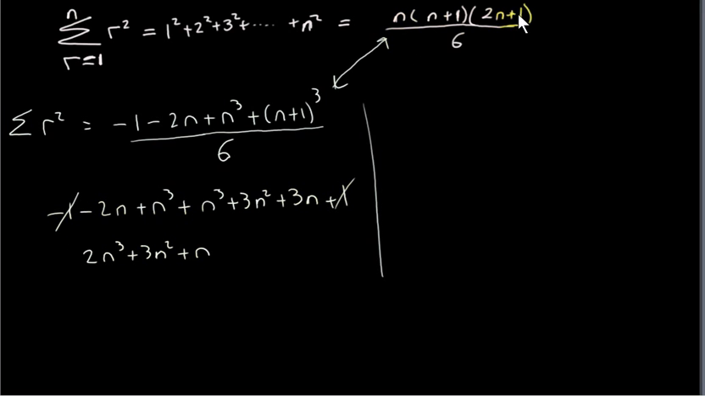Now I'll multiply out the numerator of this expression. So we have n into multiplying n plus 1 by 2n plus 1 gives 2n squared plus n plus 2n is plus 3n plus 1. And that gives us 2n cubed plus 3n squared plus n. So that shows that what we got is indeed equal to what we were setting out to prove.